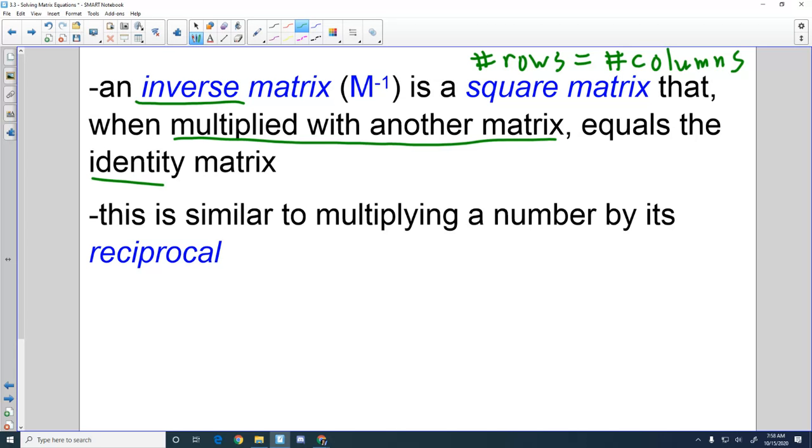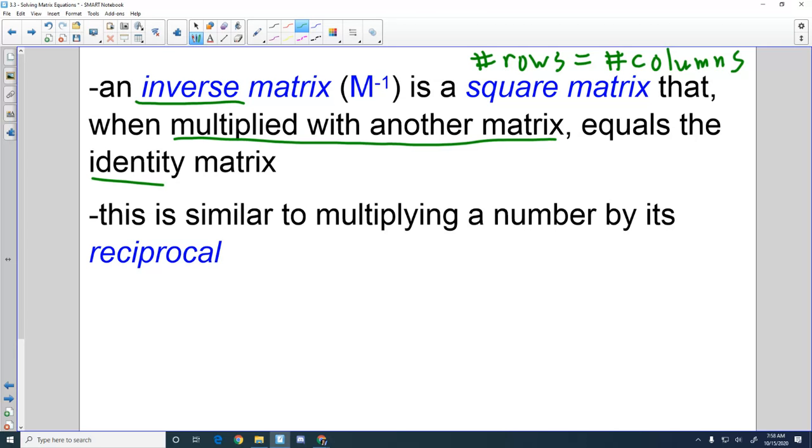Now, every square matrix does have a different, unique inverse matrix. Unfortunately, it's not as easy as just 1, 0, 0, 1 for the identity. The inverse matrix is going to be different based on that first matrix, just like every number has a different reciprocal, don't they? Every fraction has its own unique reciprocal. Every square matrix has a unique inverse.